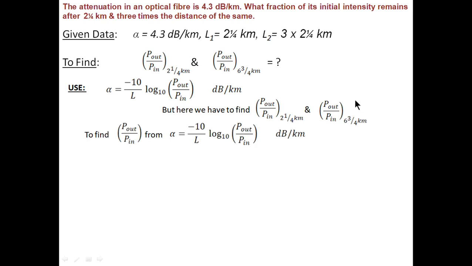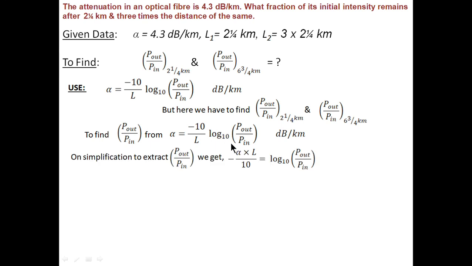Alright. Now to calculate P output by P input from the alpha, you see the equation over here, which is in the unit dB per kilometer. You have to take the inverse function on both sides because you have to get rid of log to the base 10. On simplification, to extract P output by P input, we get minus alpha into L divided by 10.